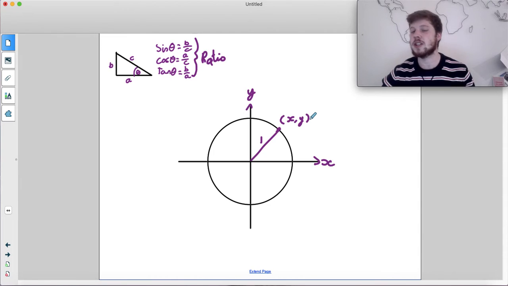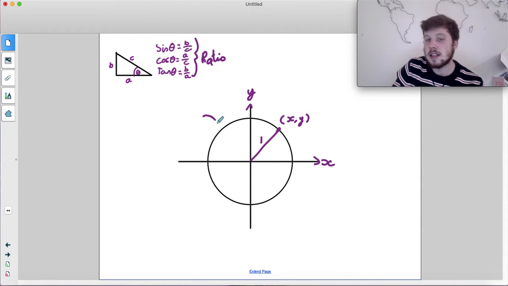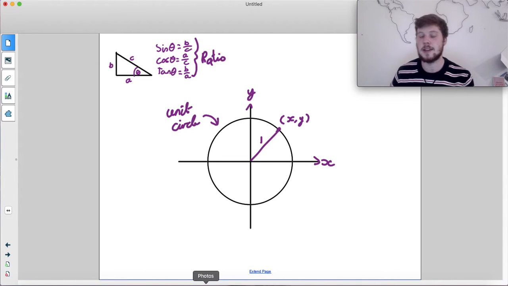If it's got a radius of 1, we would say it's a unit length. So this type of circle is often referred to as the unit circle. So I'm just going to note that on there.